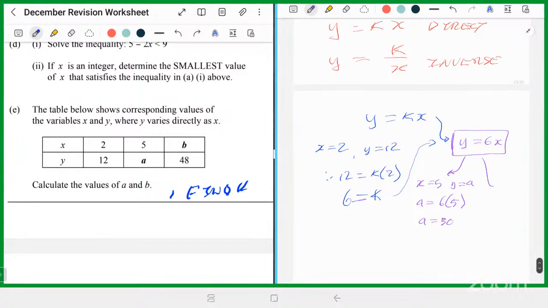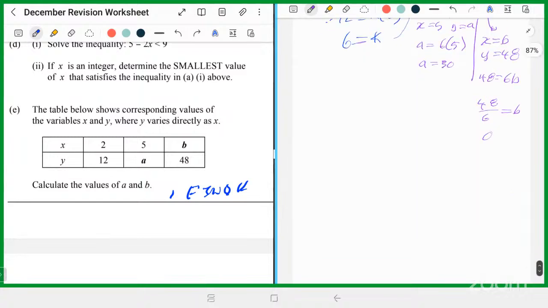And on the second pair here, the x is b and the y is 48. Again, plug them into that. So the 48 is equal to 6 times the x, which is b. Divide by the 6. You get 48 over 6 equals b. 48 over 6 is 8. So you get a equals 30 from here and b equals 8. Those are your answers.